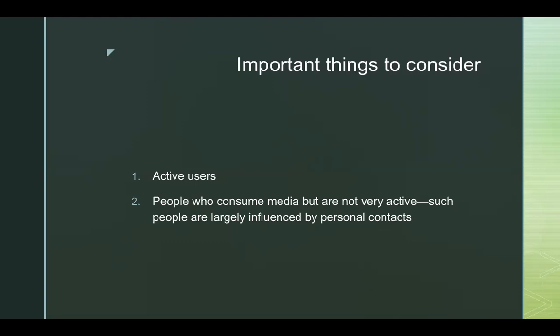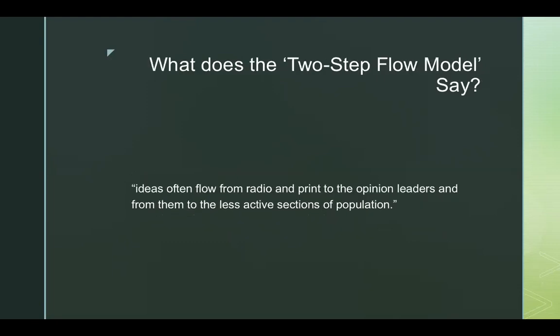It first goes to active users of media who play the role of opinion leaders, and then those active users further take the information to less active people. That is how the information is actually disseminated in two steps. For this reason, it is known as the two-step model. Let's see what we have on the next slide.